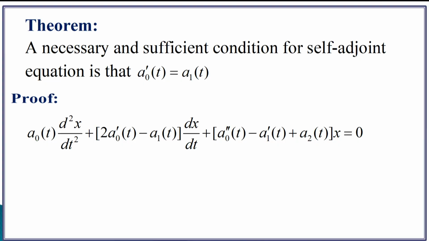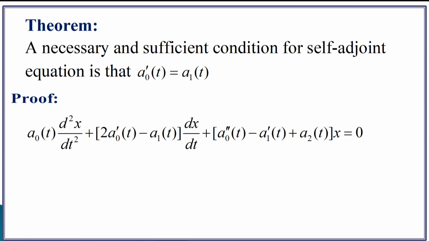Theorem. So how can we identify self-adjoint equations? This is a necessary and sufficient condition for self-adjoint equations: if the derivative of a0 equals a1, then the original equation and its adjoint equation become identical. This is a very simple proof.